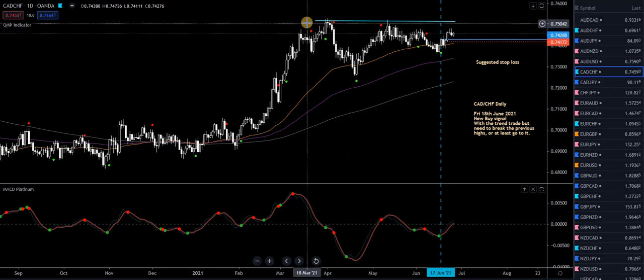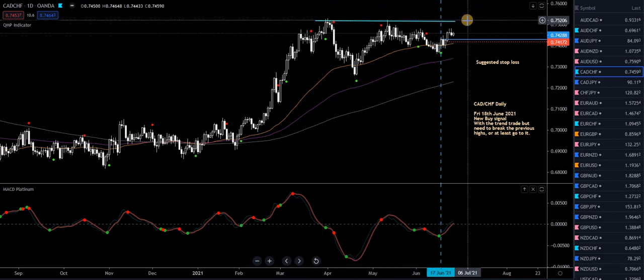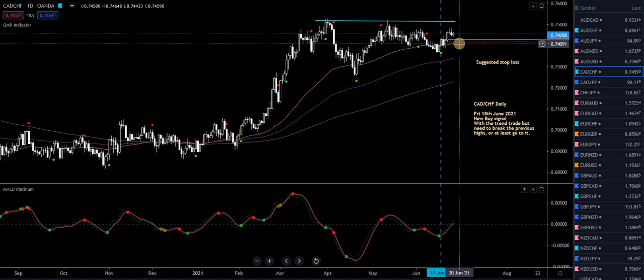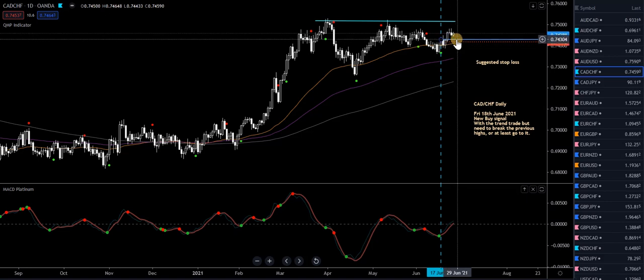We're having trouble breaking this previous high here. You can see I extended that line across there. So if you close half and you bring your stop up, you've still got potential to make money.